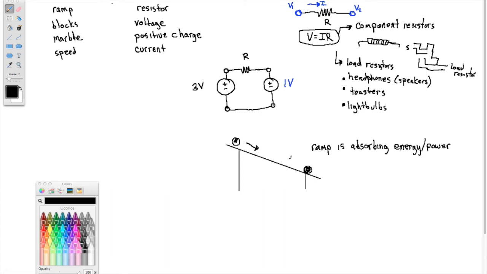Okay, but that's never the case for a simple ramp, right? Well, that's not the case ever for a resistor either. A resistor never supplies power. That is to say, the current in a resistor never flows from low potential to high potential. Never. So, in our circuit here, the current direction, here's 3 volts, here's 1 volt, the current direction would be this way, I.